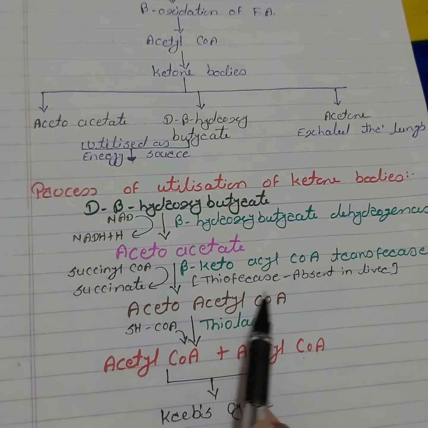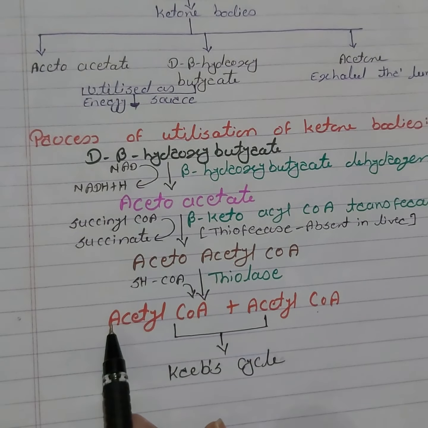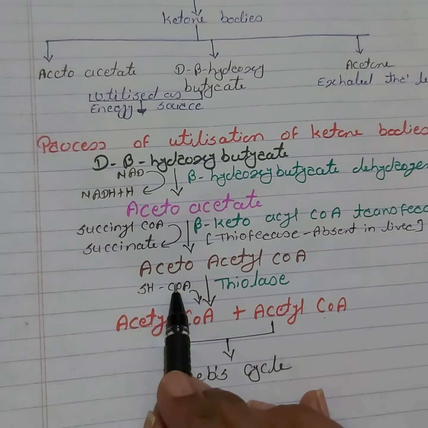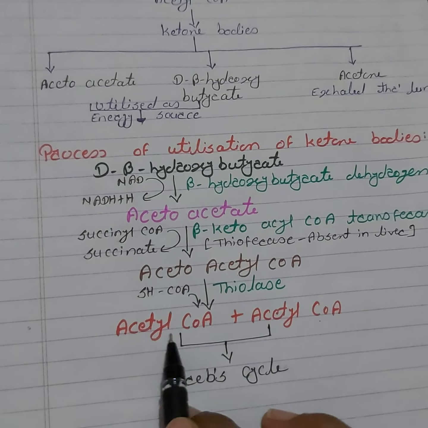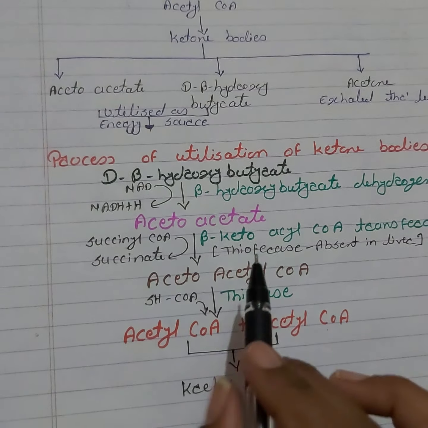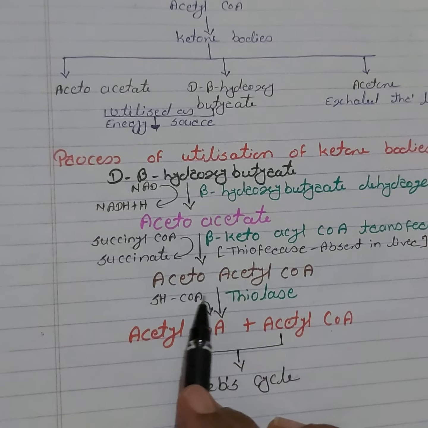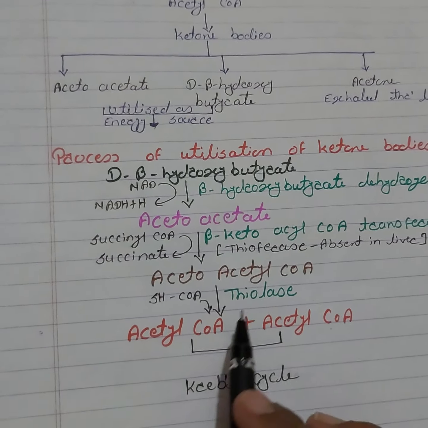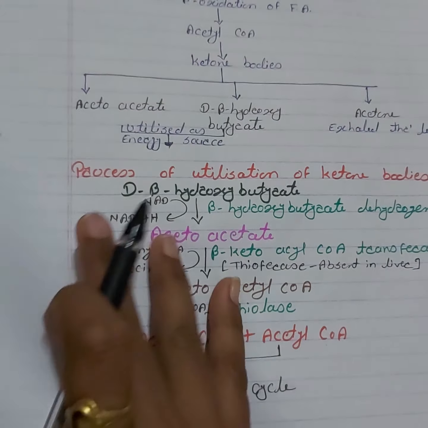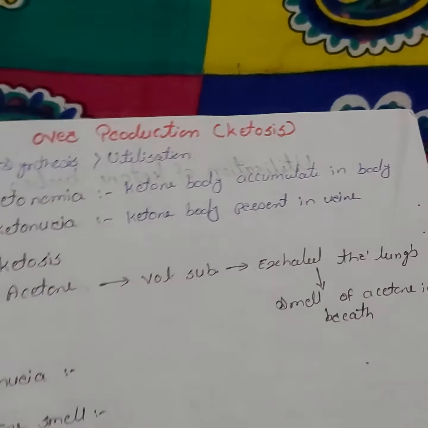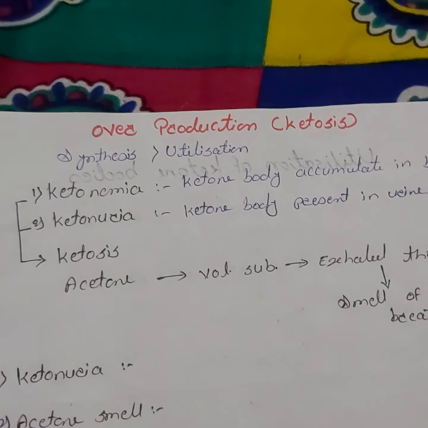This acetoacetyl-CoA will again be converted into 2 molecules of acetyl CoA. This reaction is catalyzed by the enzyme thiolase. During this reaction, a molecule of CoA will be added, and these 2 molecules of acetyl CoA enter into the Krebs cycle. Now we will see the overproduction of ketone bodies, which is nothing but ketosis.